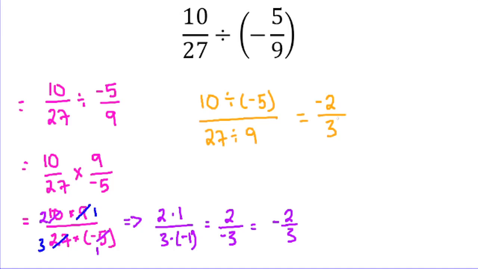So sometimes you don't even need to worry about the reciprocal idea. If your numerators are compatible and your denominators are compatible, there's no need to do the whole reciprocal thing. You can just divide straight across the numerators and straight across the denominators. So just a different technique that sometimes works out pretty well.